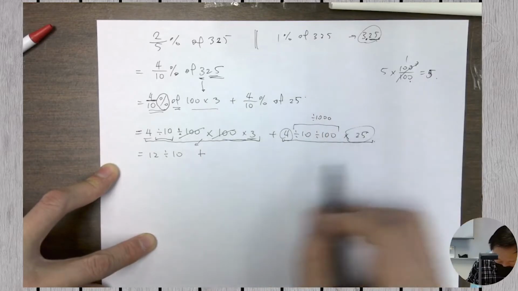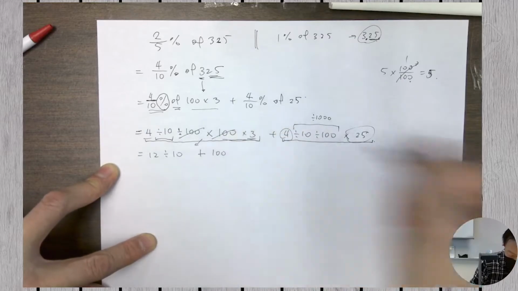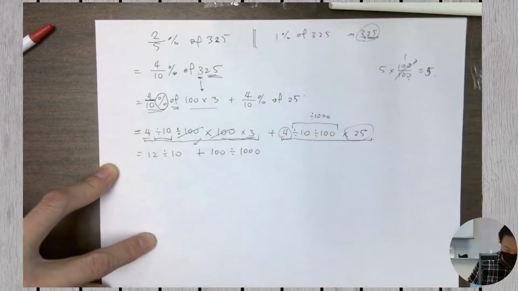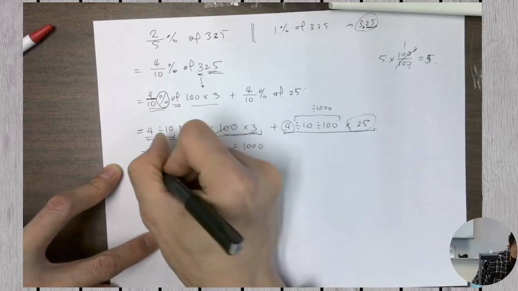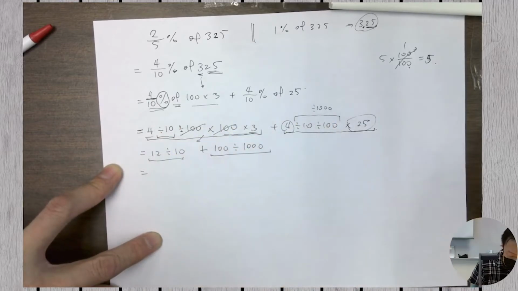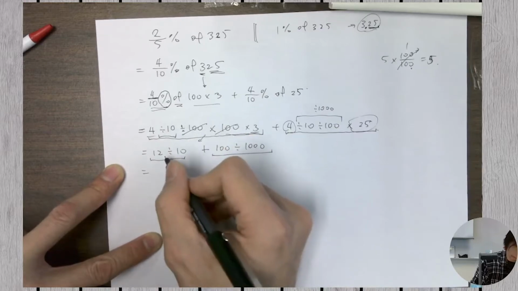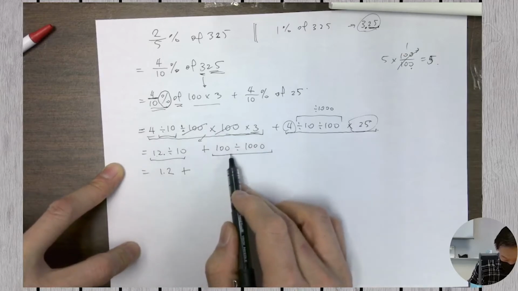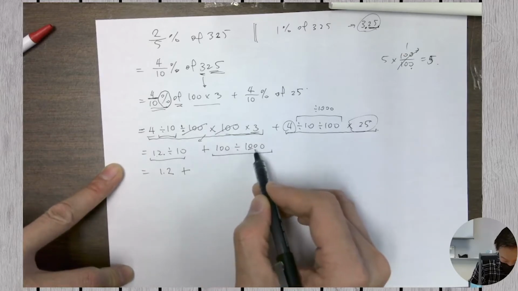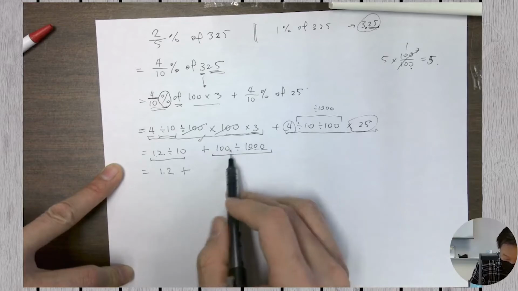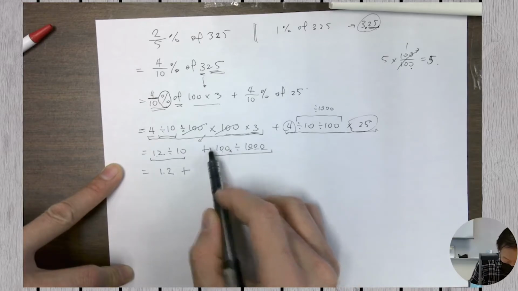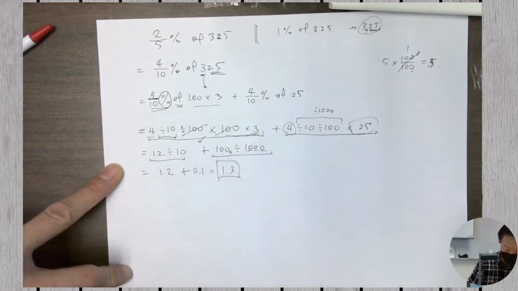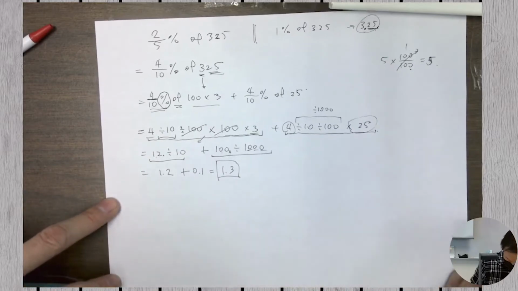This part, 4 times 25, it's 100. I can do that in my head. Divide by 1,000. All right, and now we just have to solve this part individually and add them together. 12 divided by 10, shift decimal from here to here, 1.2. Plus, divide by 1,000, I gotta shift it 3 times. Okay, from here, once, twice, thrice. 0.1, altogether 1.3 is the answer. Okay, so this is the first way of doing it.